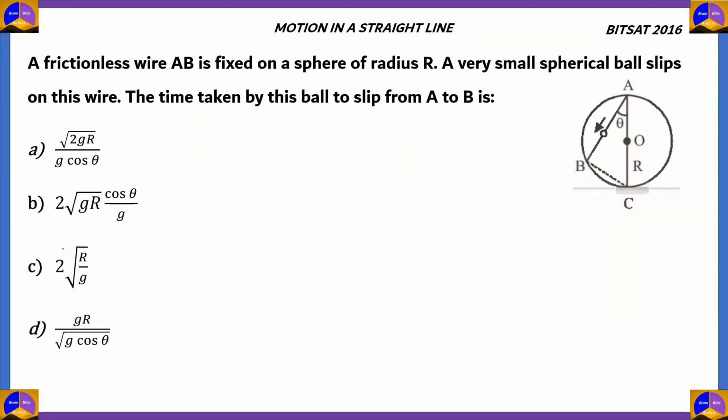So if we were to look at our options, you can see that option C, 2 times under root of r by g, is the correct answer for this question, which was asked in 2016. So first we had to find out the value of AB using the second law of motion. Then we found out the value of AB using trigonometry, and we equated the two values, and then we found out the value for the time taken, which is 2 times under root of r divided by g.